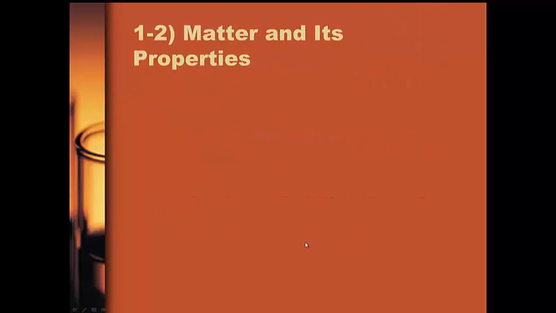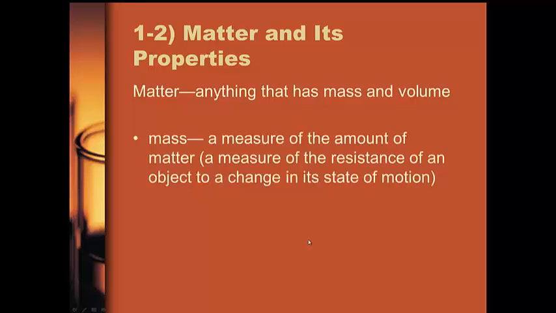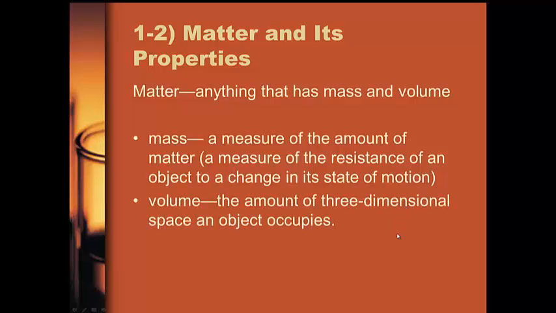Okay, now, our next section, matter and its properties. Matter: anything that has mass and volume. Now, what is mass? Mass is a measure of the amount of matter that's there. But wasn't matter the amount of mass? So, not a real good definition. A better one is probably this one right here: a measure of the resistance of an object to change in its state of motion. In other words, the more mass you have, the harder it is to change your state of motion. Volume is just the amount of three-dimensional space an object occupies.